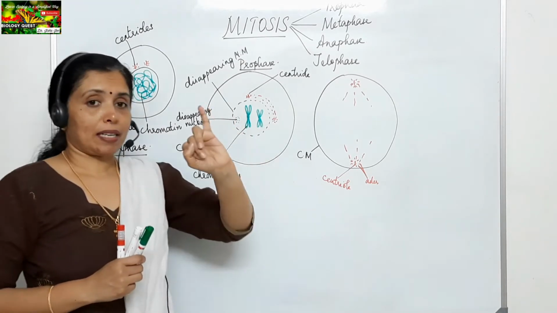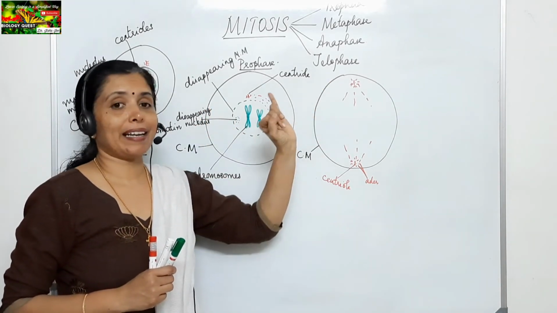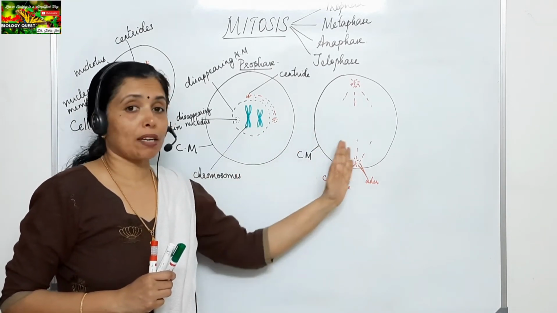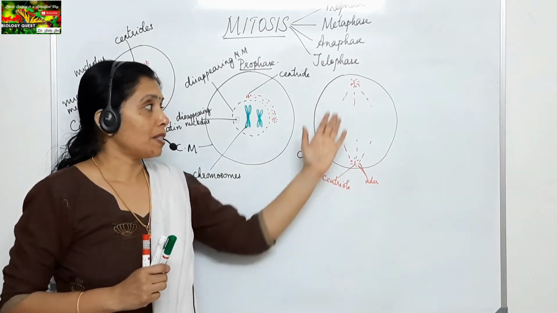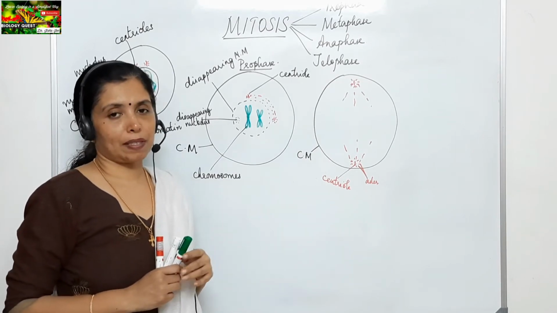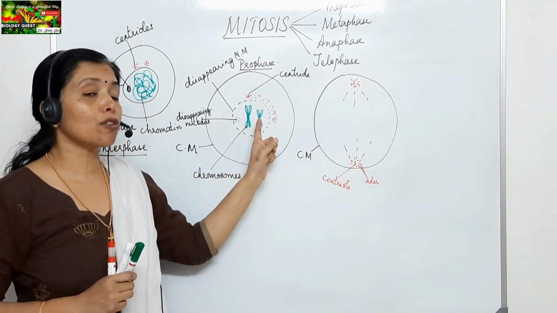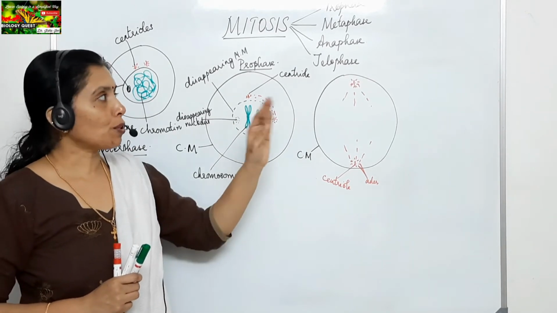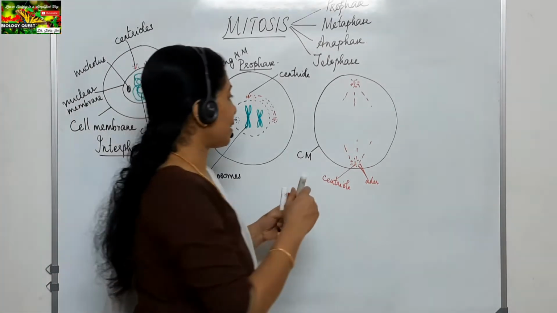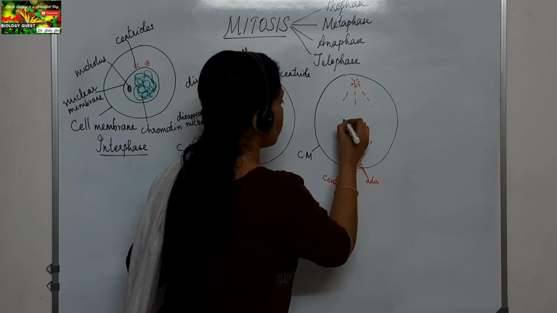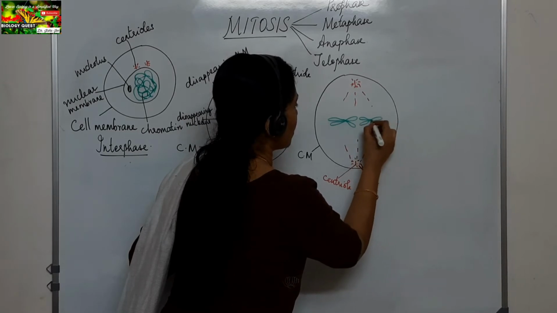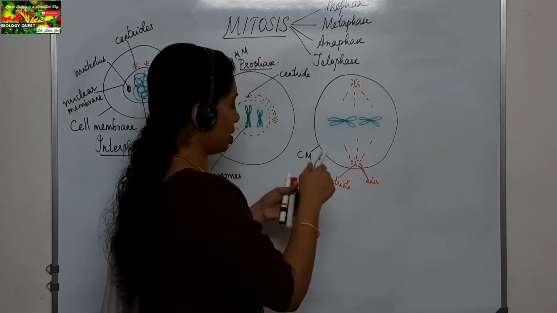So, first thing, what happens? By the time the cell enters into metaphase, the nuclear membrane and nucleolus have completely disappeared. You cannot see the nuclear membrane and nucleolus there. The centrioles have reached the opposite poles and they have started to produce the spindle fibers. These spindle fibers get attached to the centromere of each chromosome, and during the metaphase stage, you can see the chromosomes at the equatorial plane of the cell. These are the two chromosomes lying at the equator of the cell.